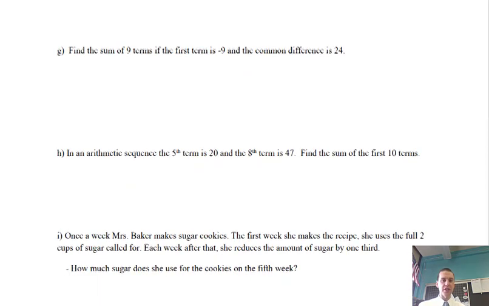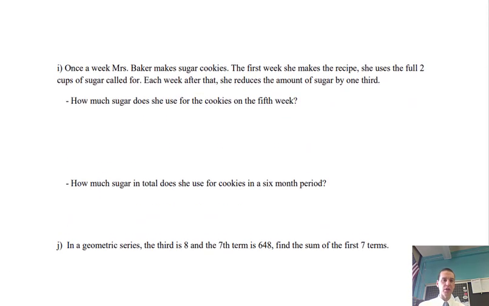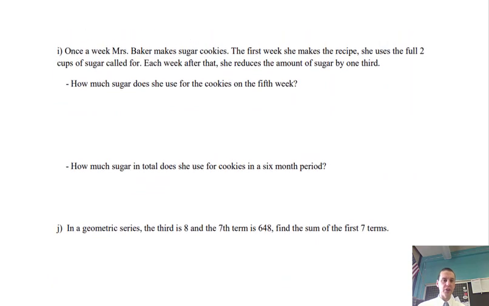Moving on to the last part that we'll do, let's go all the way down to I on the last page of the notes. Once a week, Mrs. Baker makes sugar cookies. The first week she makes a recipe with 2 full cups of sugar, so it makes the cookies good. Each week after that, she reduces the amount of sugar by 1/3. It won't be sugar cookies for long. If she reduces it by 1/3, your ratio is 1 minus 1/3, or 2/3. There's 2/3 of the sugar left.